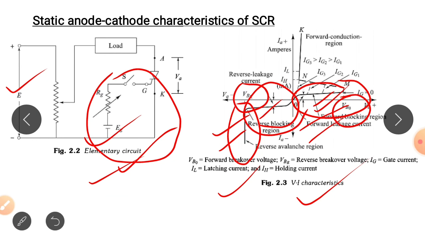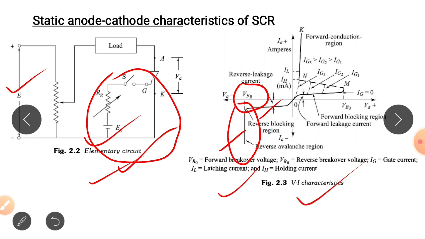Next, we come to the forward conduction mode. What happens in forward conduction mode? In the forward conduction mode, the thyristor conducts current from anode to cathode with a very small voltage drop across it. A thyristor is brought from forward blocking mode to forward conduction mode by turning it on, either by exceeding the forward breakover voltage or by applying a gate pulse between gate and cathode.